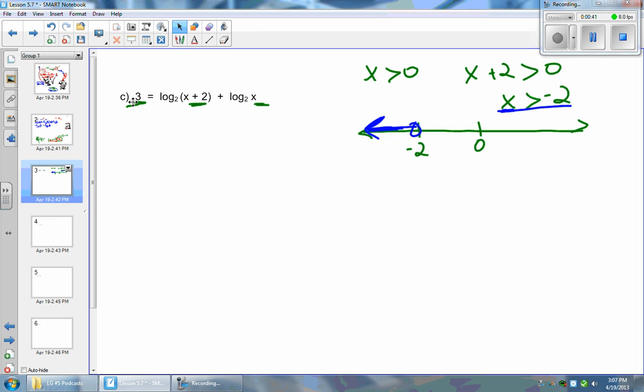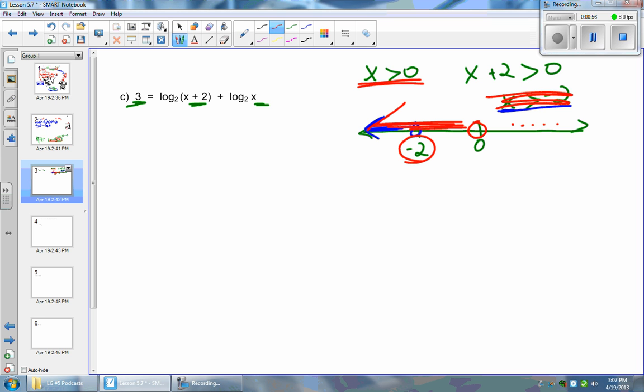Then go out and do this one again. X is greater than 0, so there's your 0. That means all values have to be out here somewhere, but guess what? The ones here don't work, which again includes that negative 2. So in other words, you don't want to be redundant and say the same thing over and over again. Just grab that one, there's your restriction, and away you go.